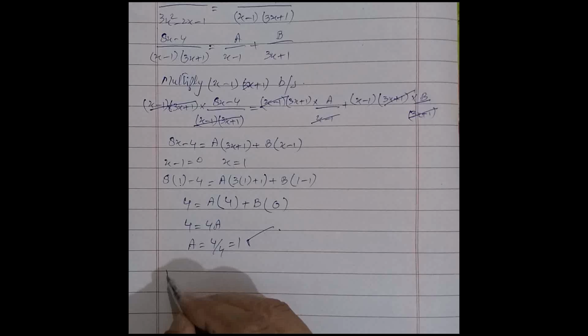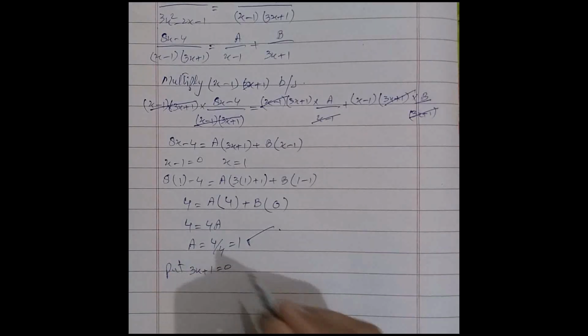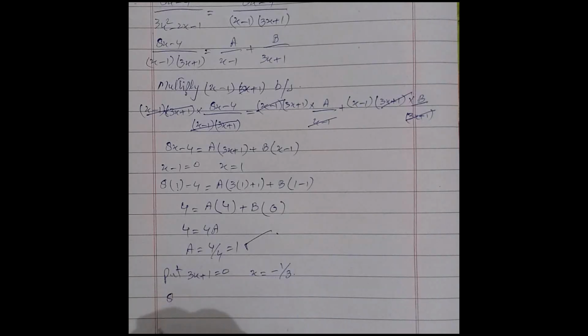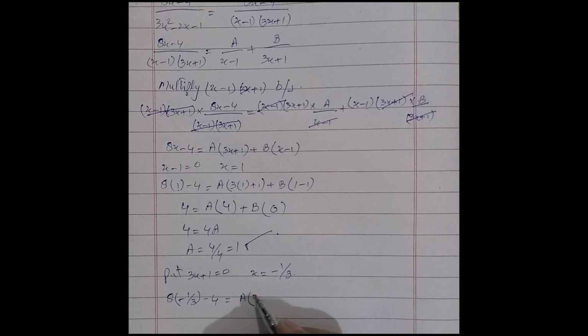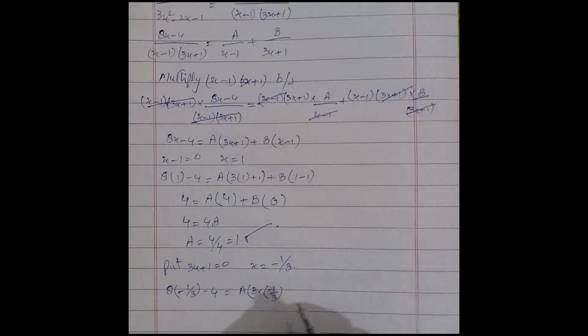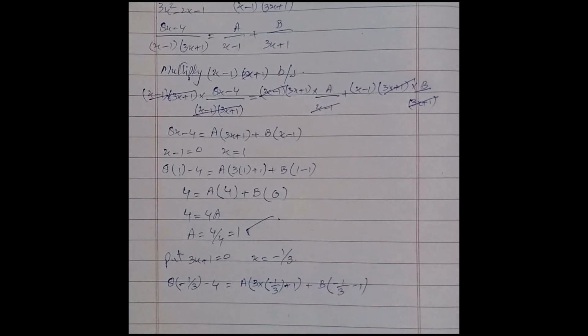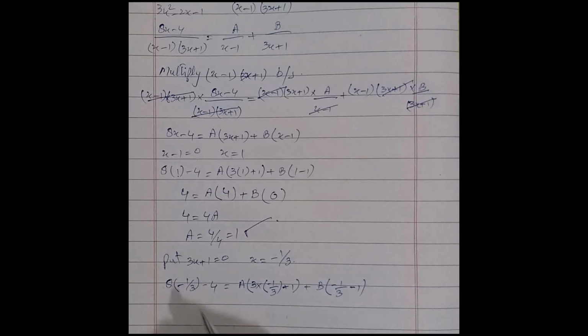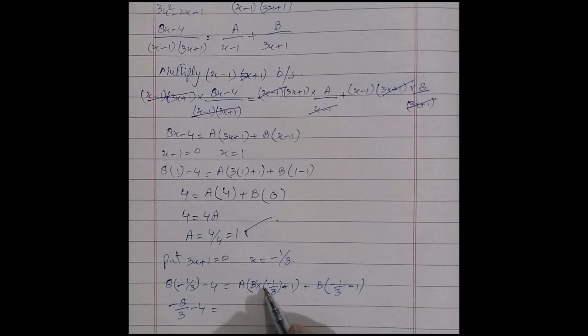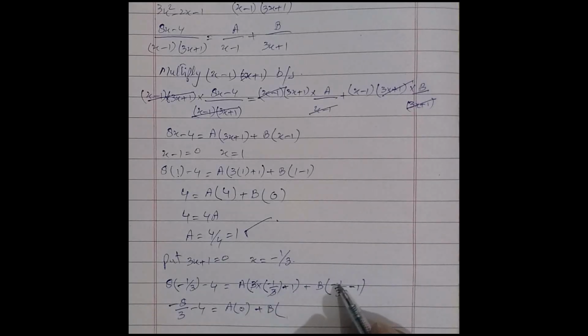And further we put 3x plus 1 is equal to 0 and x is equal to minus 1 over 3. In the equation we get 8 into minus 1 over 3 minus 4 is equal to a, 3 multiplied by minus 1 over 3 plus 1, plus b, minus 1 over 3 minus 1. Now simplify these values. We get minus 8 over 3 minus 4 is equal to, 3 cancels with 3, minus 1 plus 1 is equal to 0, a into 0 plus b, minus 1 over 3 minus 1. We get minus 4 over 3.